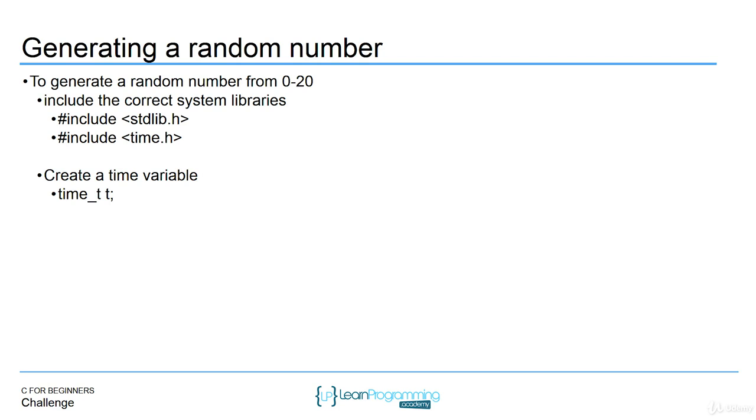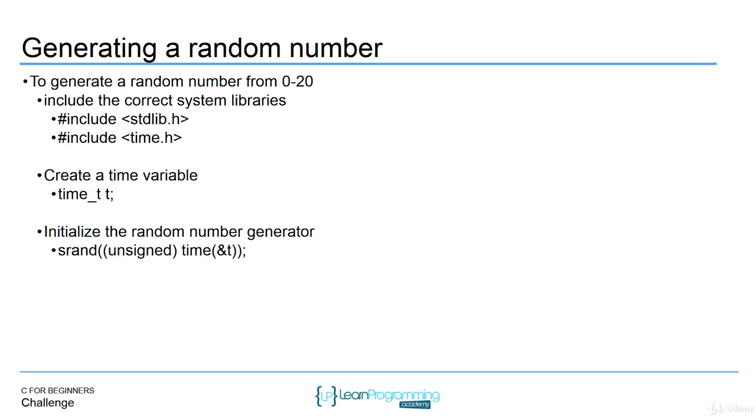Then we're going to create a variable inside of our main function of type time_t, and you can just name it t. Once you add your time variable, you can initialize your random number generator using the srand function. So what you do is you say srand. This provides a seed to the random generator. It's just used to initialize it. And here you just copy this line of code: srand, parentheses, (unsigned), and then time, and then you pass &t. You don't even have to understand what this code does. Just copy and paste it. But it is initializing the random number generator.